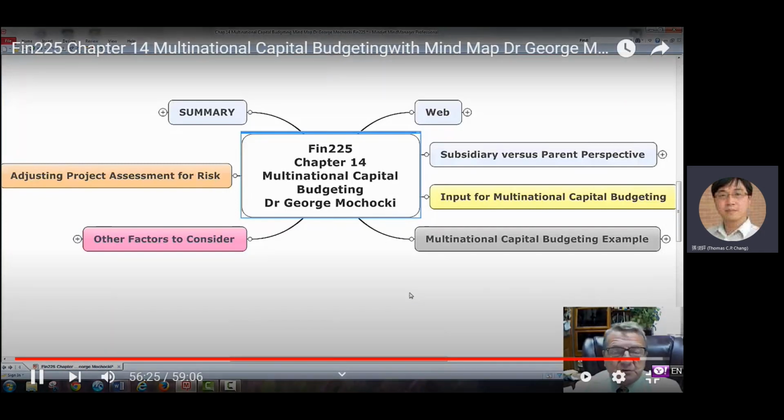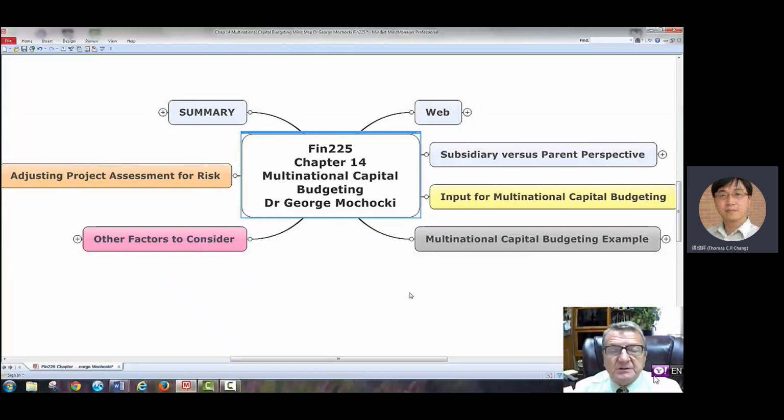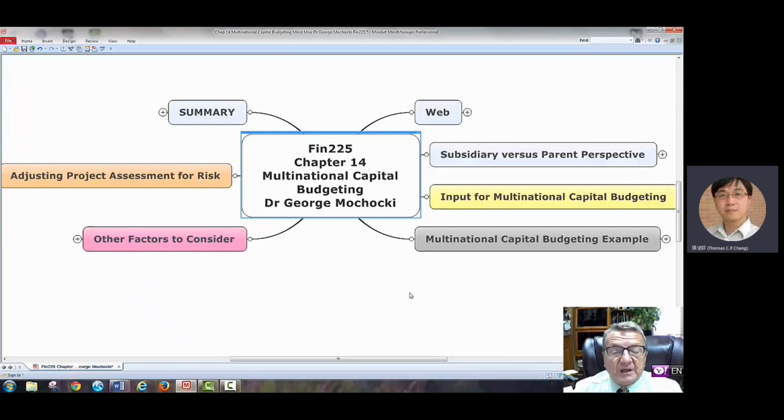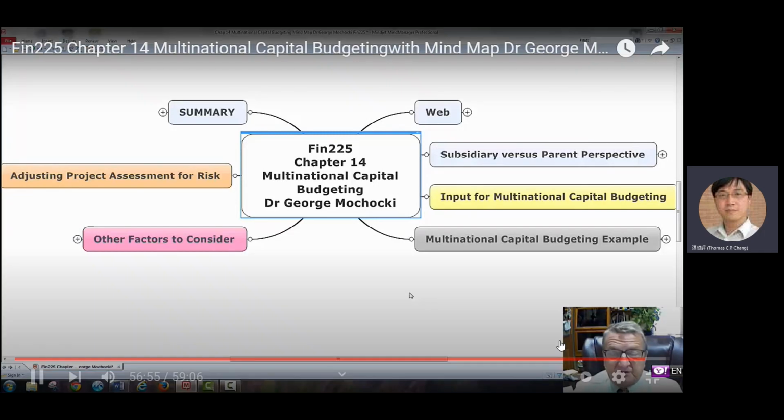Okay? Again, my name is Dr. George Machaki. This is Finance 225, International Finance Management, offered by Harper College in Illinois. You're taking me in an online class or face-to-face class, and we've covered Chapter 14, Multinational Capital Budgeting, looking at it from the perspective of a multinational corporation. But you could also utilize this for a business that is looking at what it needs to open up a subsidiary, and that's also going to help you for the major project you're doing.